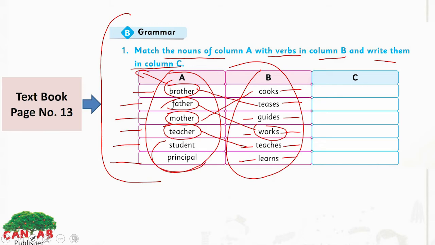These two remaining, student and principal here. What does a student do? The teacher teaches and the student, yes, learns. And the last one, of course, will be paired or will be matched with the one guides. Principal gives guidance and guides us.